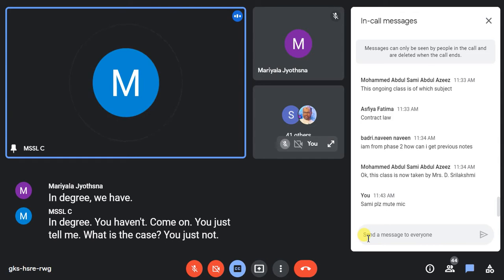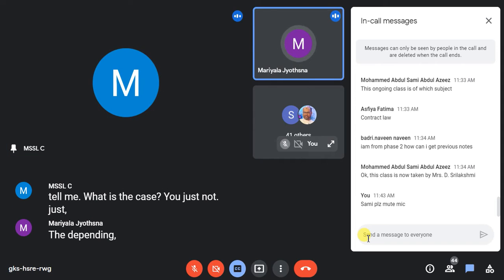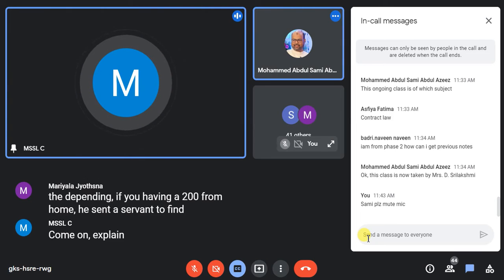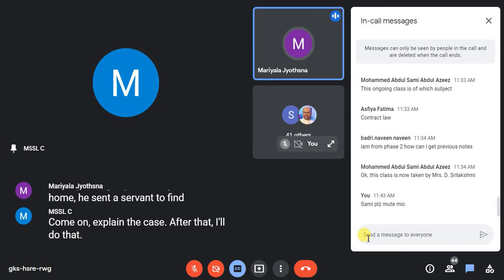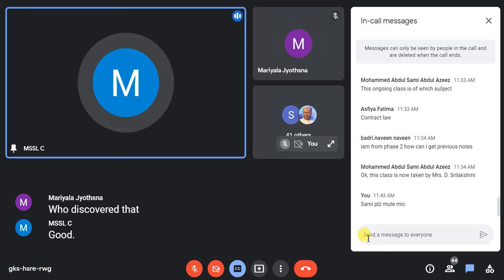Josna: The defendant's nephew having absconded from home, ma'am, he sent a servant to find him. Come on, explain the case. He offered the reward of 500 rupees, ma'am. Properly you explain, because all your classmates are there. From the beginning, you just explain the case to each and every one.